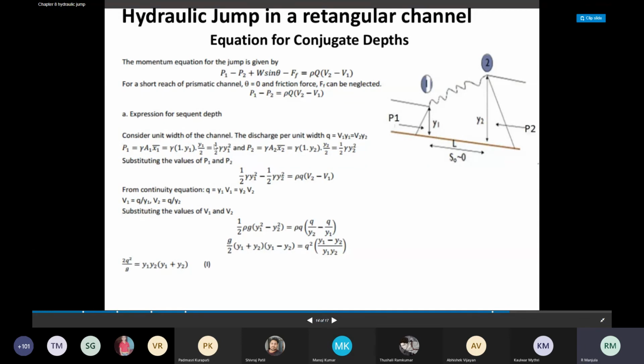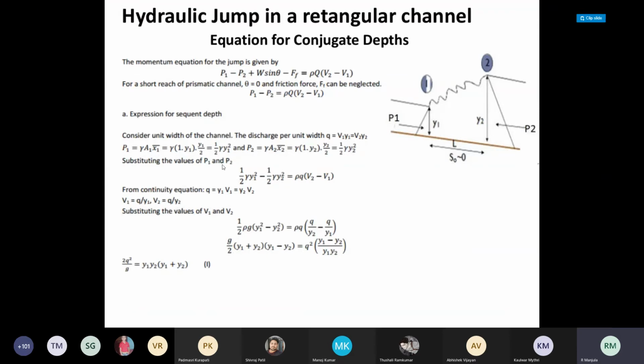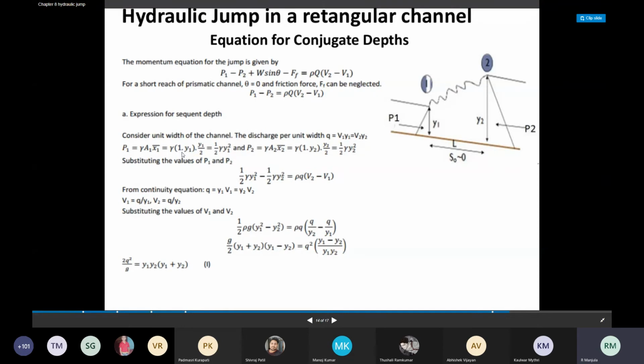Now what is your P? So the force, the pressure, will be your weight density, gamma, multiplied by A1 into x1 bar. So what is A1 into x1 bar? Gamma into A1 is nothing but y times unit width, so 1 into y1, and x1 bar is nothing but y1 by 2 because this is a rectangular section. The pressure acts at the centroid of this depth, so you have y1 by 2.